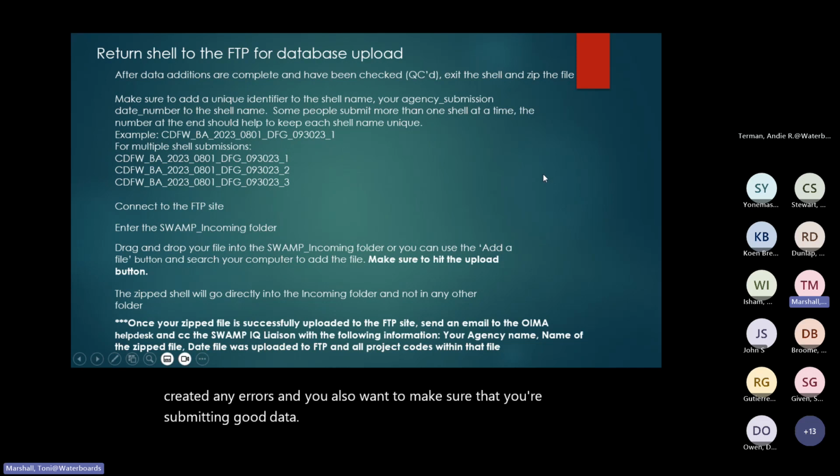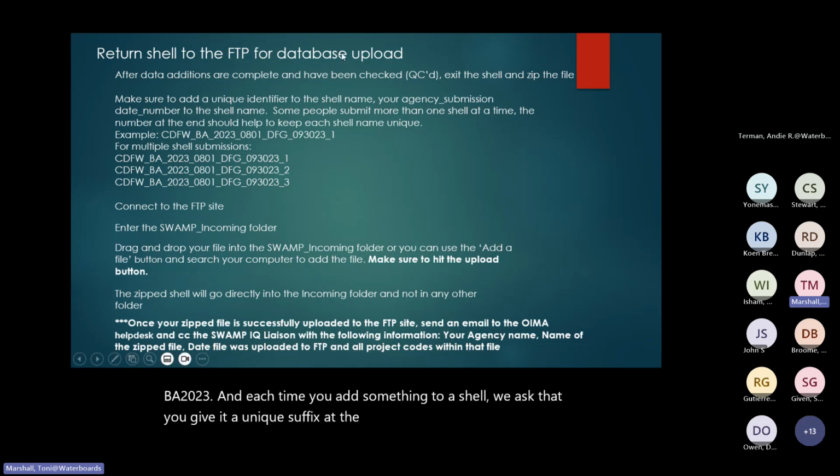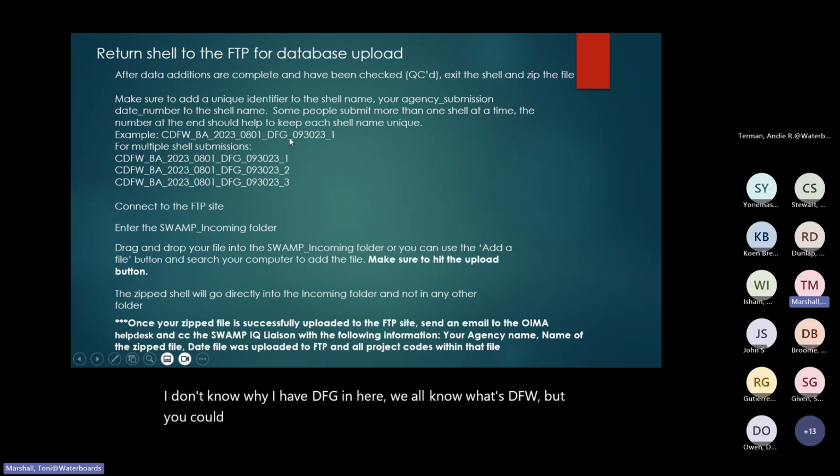So this talks to you about how to rename your shell. So we'll give you the shell with a name, and it may be DFW_BA 2023. And each time you add something to a shell, we ask that you give it a unique suffix at the end. So if you're Department of Fish and Wildlife, or I don't know why I have DFG in here, we all know it's DFW. But you could put your agency code. You could put the date that you submitted it. If you're submitting more than one shell, give it a number.